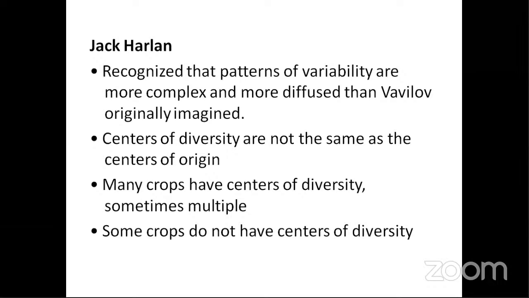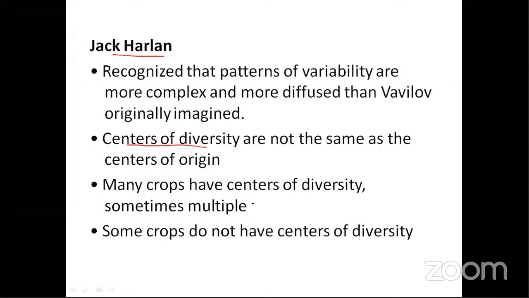Okay, and here another scientist's name is mentioned, Jukovsky. After Vavilov, he recognized 12 mega centers of plant diversity. And here another name comes, that is Jack Harlan. He also recognized the crops as per the centers of diversity only, and he said that crops may have multiple centers of diversity.